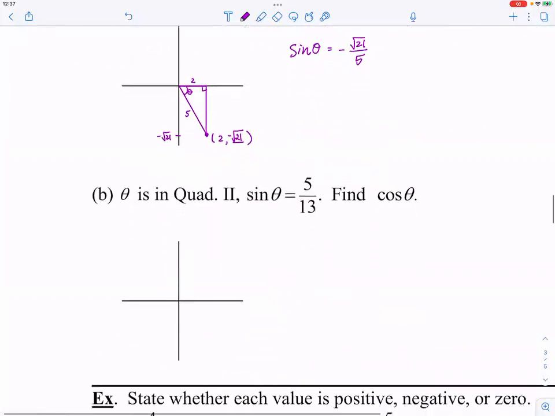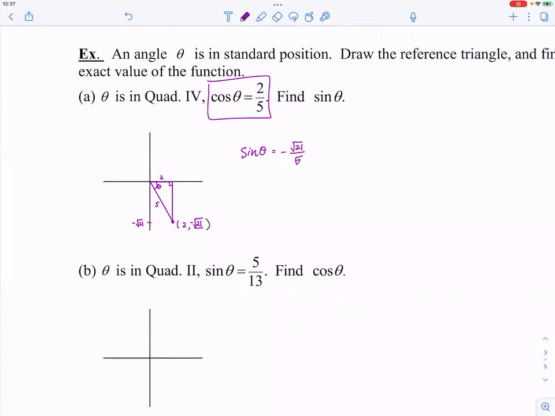Okay. So do you think you can do part B? Try part B yourself. So this angle is in quadrant 2. So you go ahead and draw a little triangle in quadrant 2. And they tell you that sine theta is 5/13. So please find cosine theta.